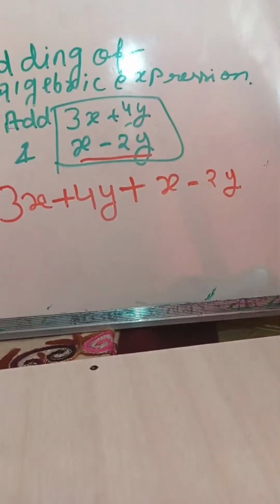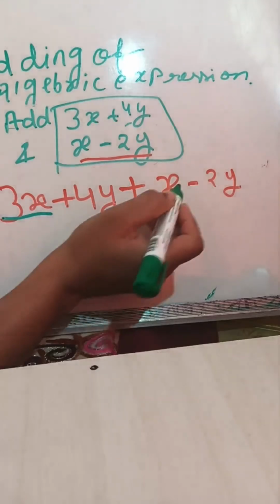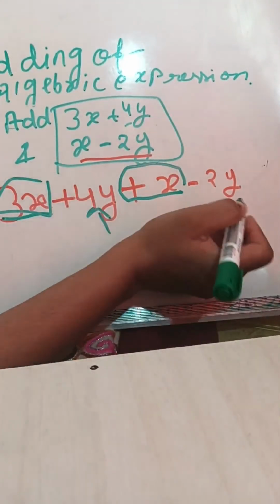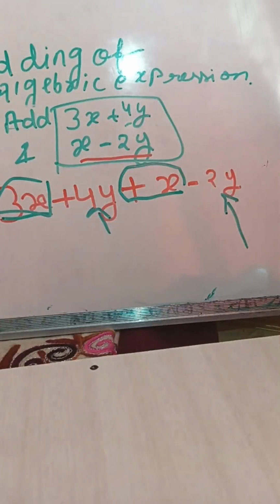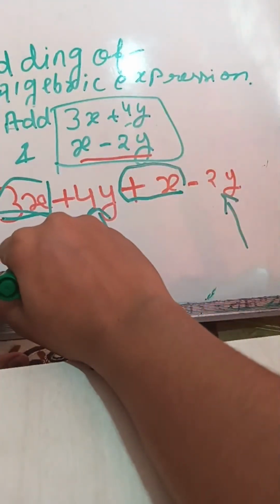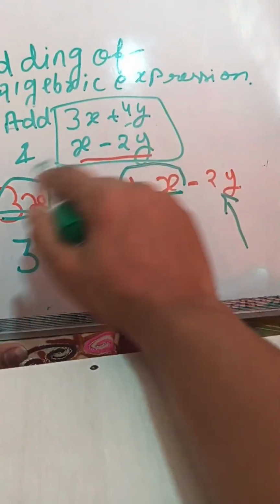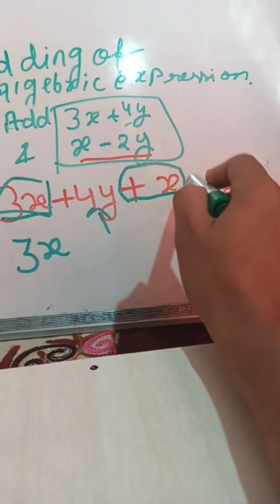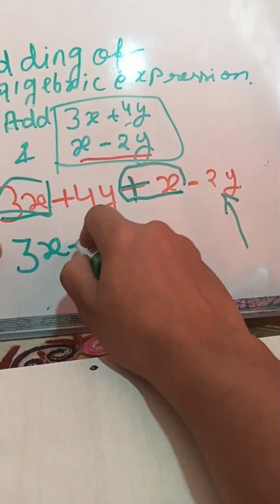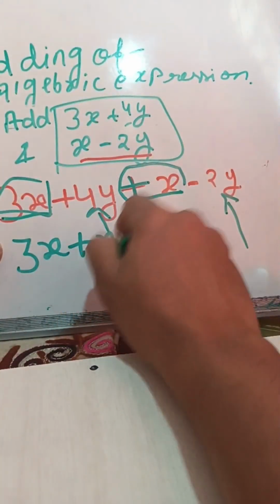Here, what will we do? First we write like terms together. Which like terms do we have? Here is 3x and x, both of these are our like terms, and 4y and minus 2y are like terms. Clear? We write them together. First we write 3x, then take x with 3x. But always remember, we always take it with its sign. Then write down plus x.